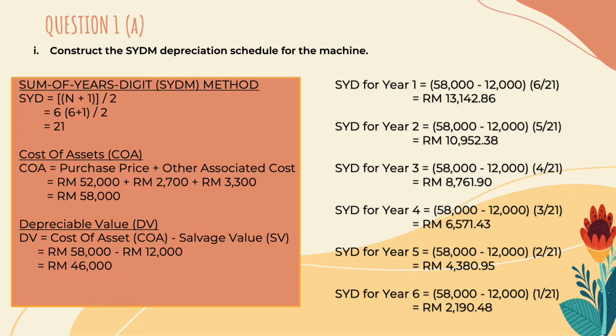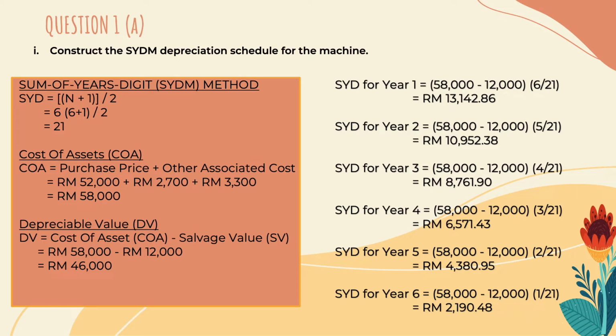Next, we need to find the COA, cost of asset, which is the formula purchase price plus other associated cost, which is 52,000 plus 2,700 and 3,300, and you will get 58,000. Next, we need to calculate the depreciable value, DV, and the formula is cost of asset COA minus salvage value. As stated in the question, the salvage value is 12,000, so 58,000 minus 12,000 and you will get 46,000.